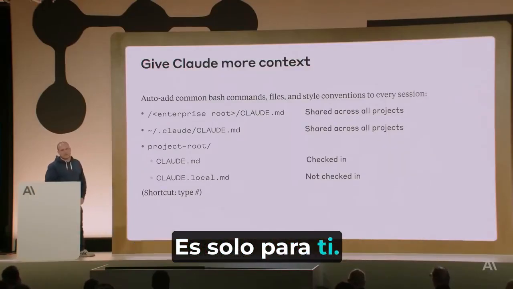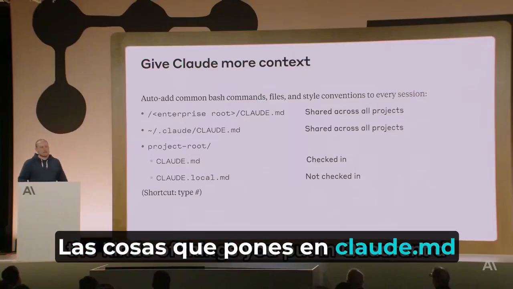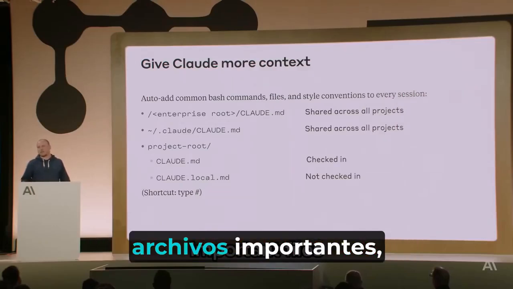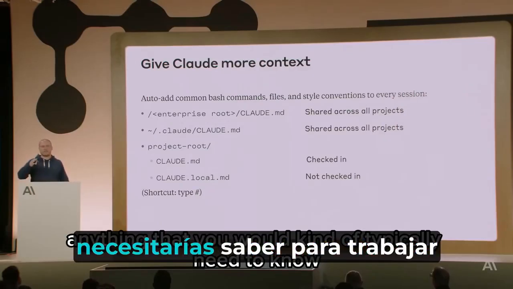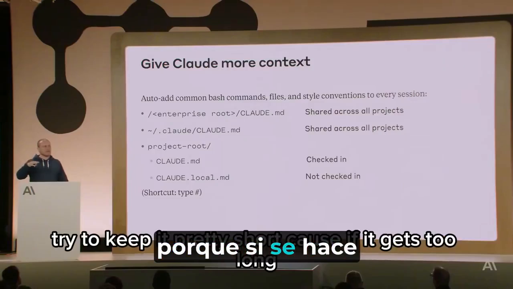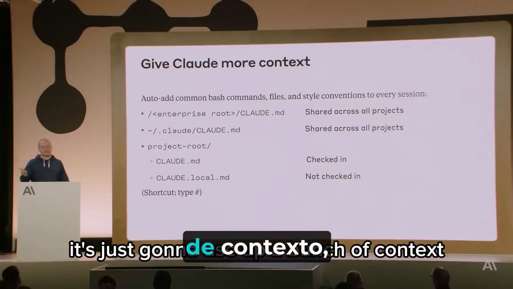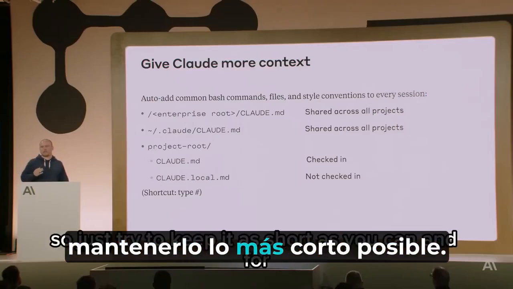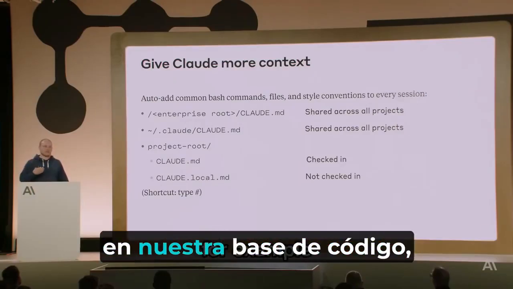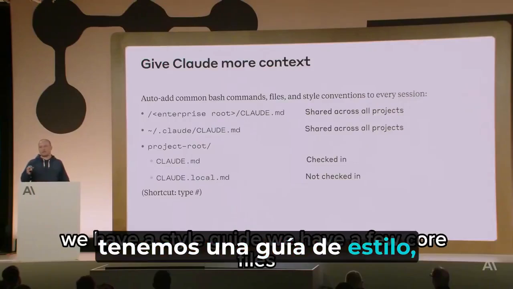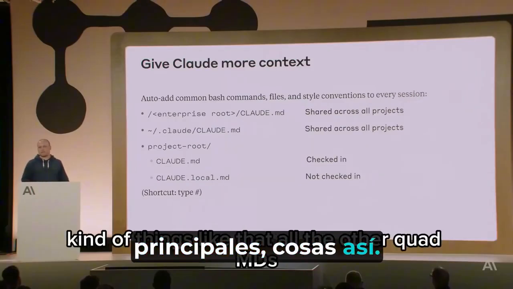It's just for you. The kinds of things you put in Claude.md are common bash commands, common MCP tools, architectural decisions, important files, anything that you would typically need to know in order to work in this code base. Try to keep it pretty short, because if it gets too long, it's just going to use up a bunch of context, and it's usually not that useful. So just try to keep it as short as you can. For example, in our code base, we have common bash commands, we have a style guide, we have a few core files, things like that.